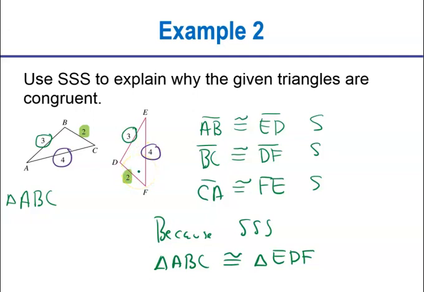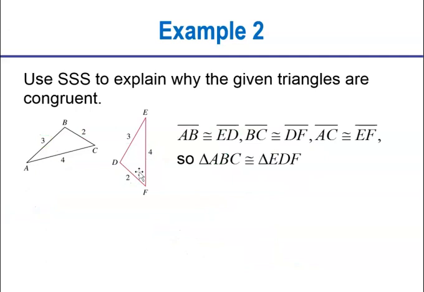Okay, we showed it, and if we look at the typed up version, just kind of written horizontally, a little bit more confusing, but they're trying to get the job done. They have ABC is congruent to triangle EDF. And that's exactly what we have.